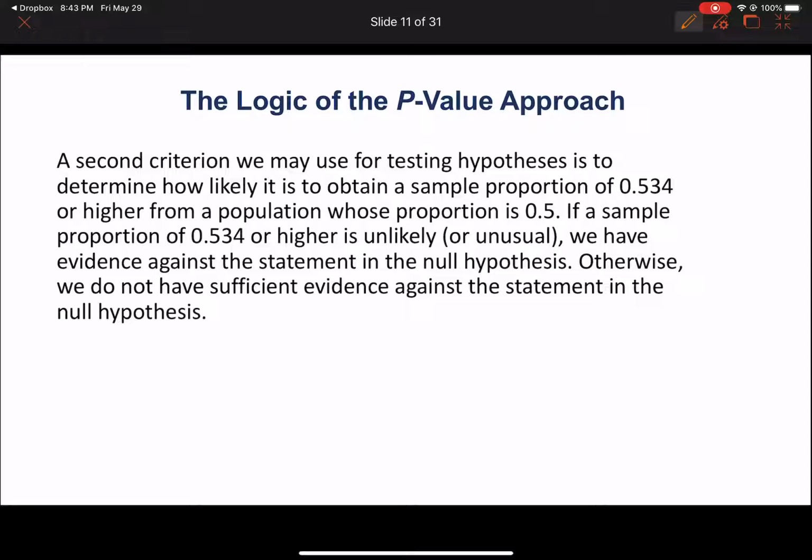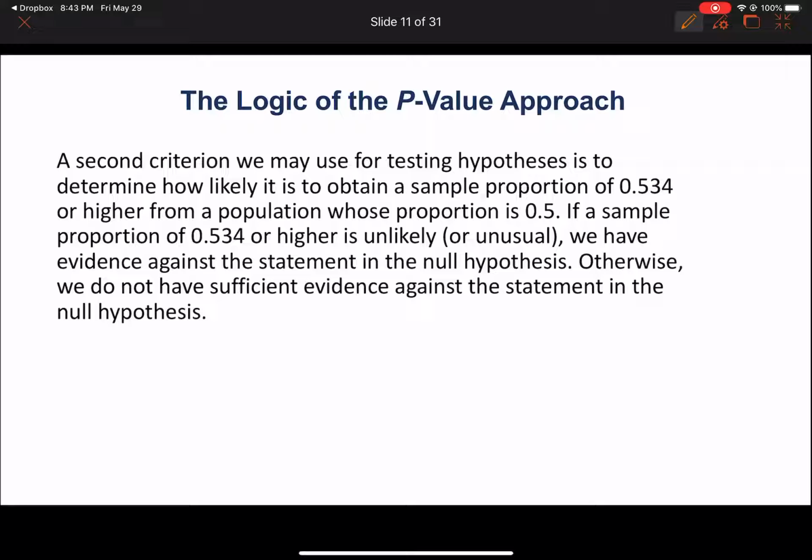So here's the second way that we do this, which is the p-value approach. With the p-value approach, we determine how likely it is to obtain a sample proportion of 0.534 or higher from a population whose proportion is 0.5. If that sample or higher is unlikely or unusual, then we have evidence against the statement of the null hypothesis. Otherwise, we don't have sufficient evidence against the statement of the null hypothesis.